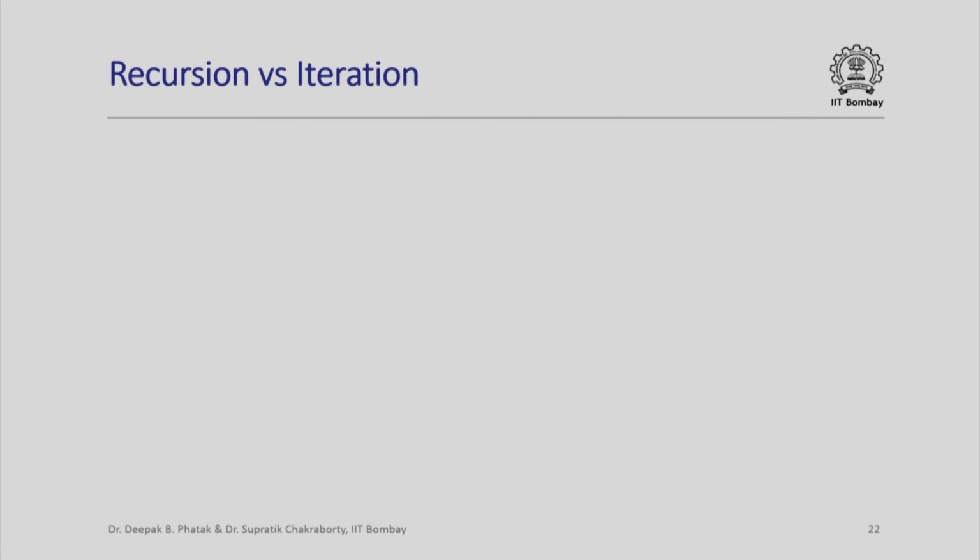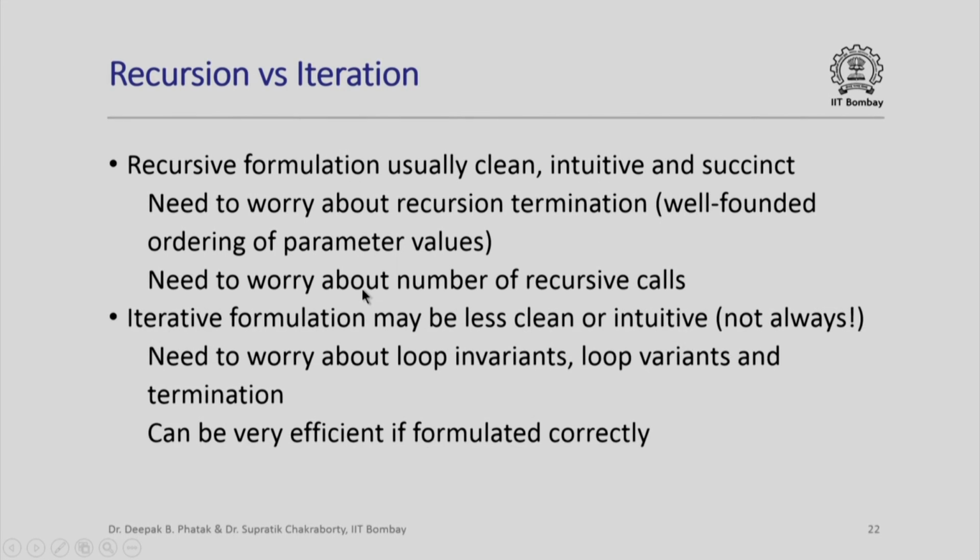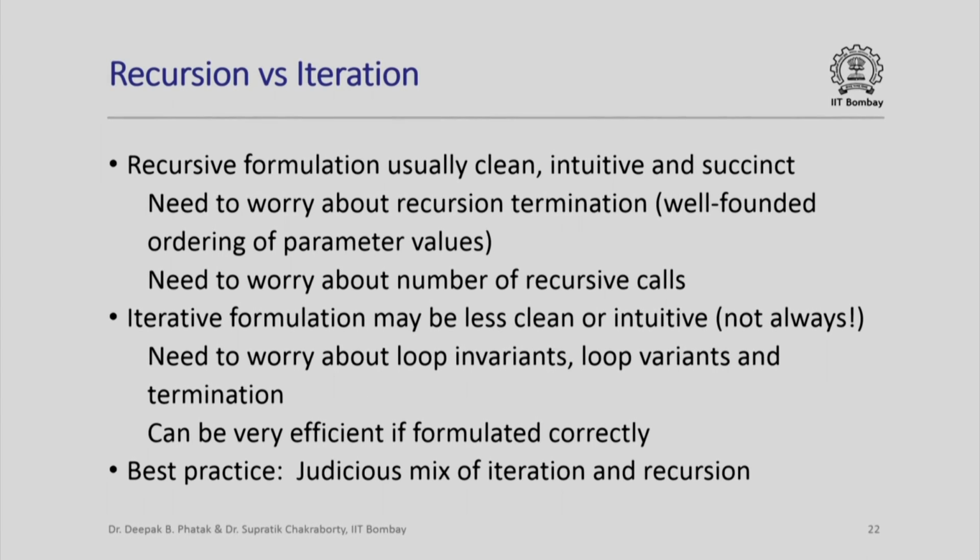So now that we have seen the same solution using recursion as well as using iteration, we might want to ask which is a better one. Well, the recursive formulation is usually clean, intuitive and very succinct, but you have to worry about recursion termination, the well-founded ordering of parameter values, and you also need to worry about how many recursive calls are being made. The iterative formulation may be less clean or intuitive, although this may not always be the case, but you need to worry about loop invariance, loop variance and termination of the loop, and if you formulate the iterative solution properly, this can indeed be very efficient. The best practice is really to use a judicious mix of iteration and recursion.